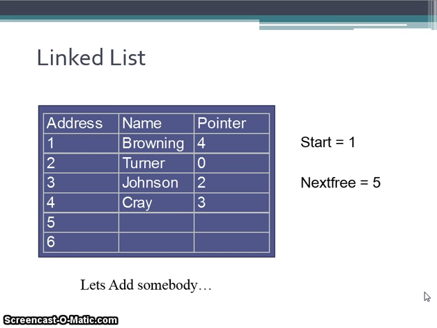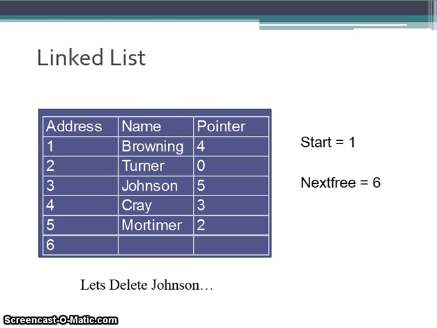So let's add somebody. Let's add Mortimer. I'd like you to pause the video yourself and try to draft out what all the changes would be if Mortimer was added to this linked list. Now, were you right? We would start at 1, Browning. Browning would go to Cray. Cray would go to Johnson. Johnson, instead of going to Turner, would now go to the new value, Mortimer, and Mortimer would then go to Turner. Then we would end.